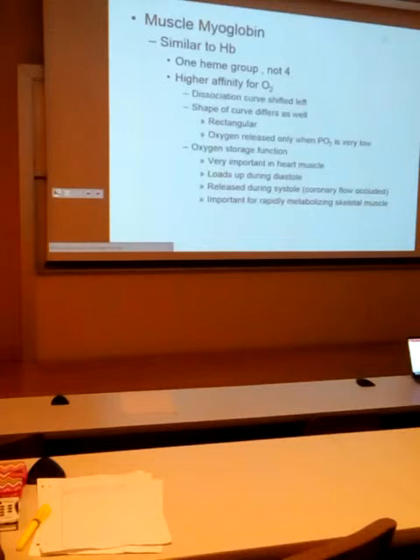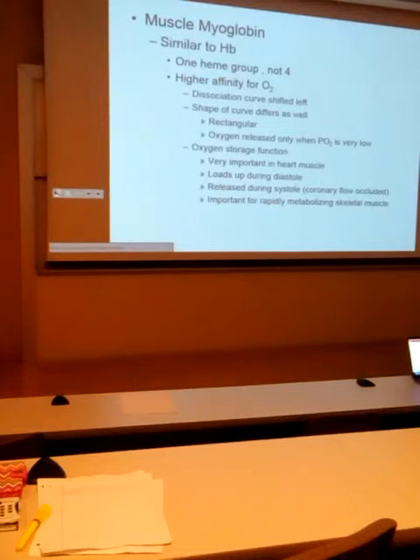In normal individuals, it's not too much of a problem because we have myoglobin, and what myoglobin does is it binds oxygen when the partial pressure of oxygen is very high, and it does not release it until the partial pressure of oxygen is very low. And so during diastole, when the coronary vessels are open and there's plenty of oxygen in the heart muscle, myoglobin is loading up all the oxygen it possibly can.